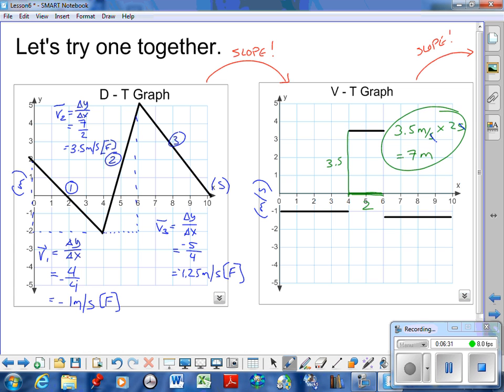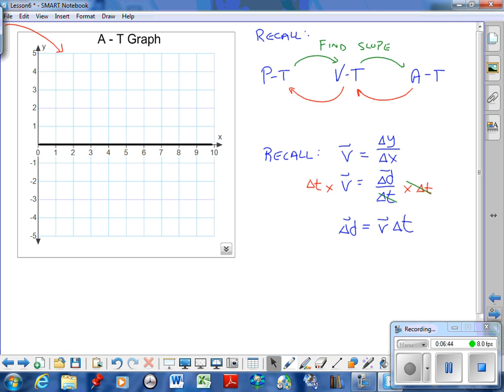Taking that one step further, what are you calculating here? If you multiply 3.5 times 2, you are finding the area of this rectangle. So finishing that off, this right here is area under a VT graph. Which means that the answer up above here is we find area.